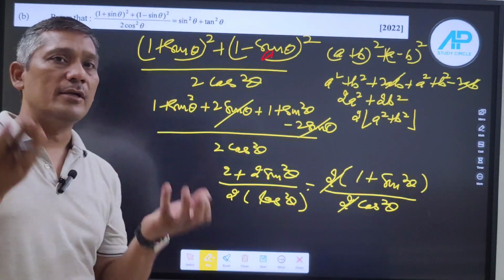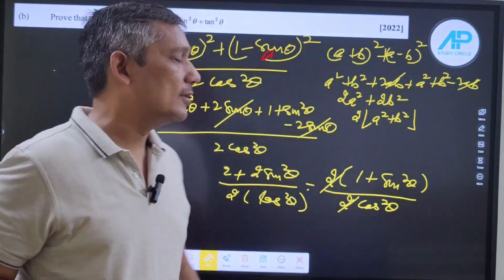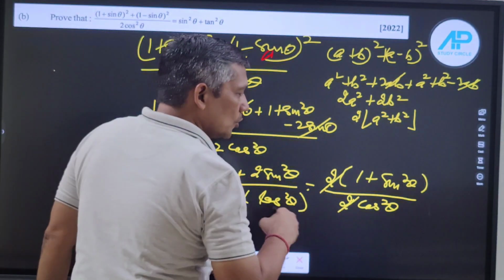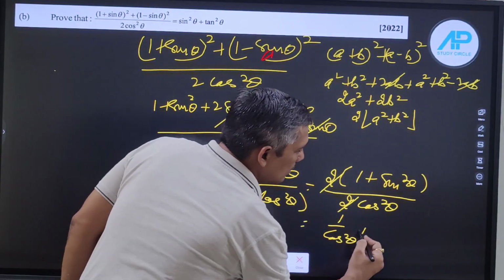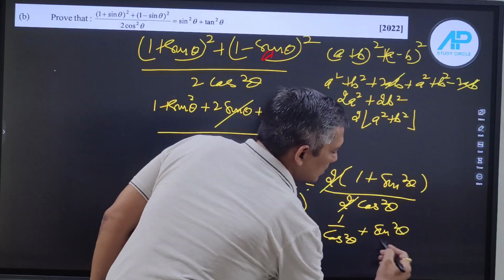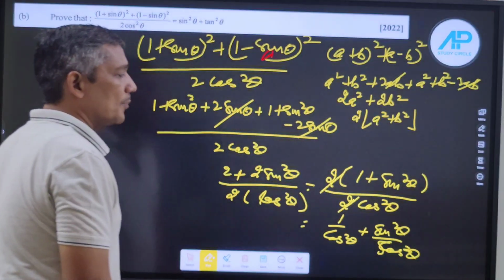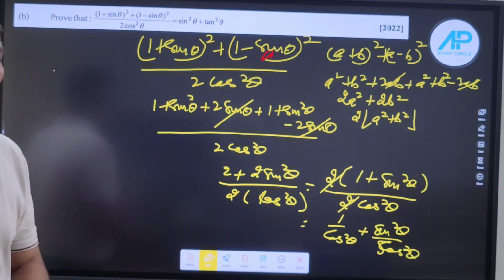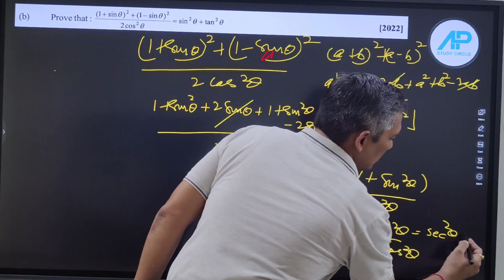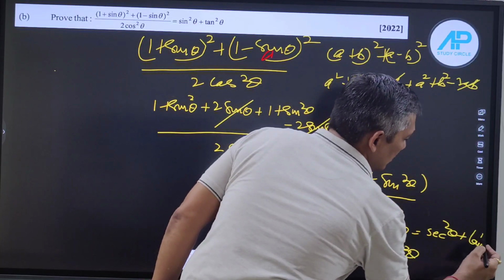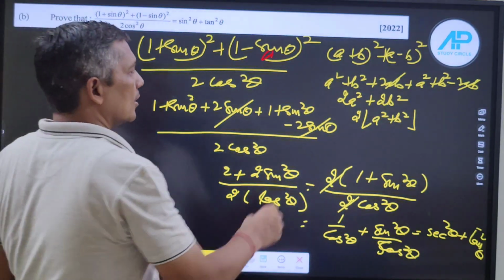Now when you have a binomial term in the numerator and a single term in the denominator, split the fraction. We call this splitting. So split it: 1 upon cos square plus sine square upon cos square. I got the answer as sec square plus tan square theta. It's a very easy question.